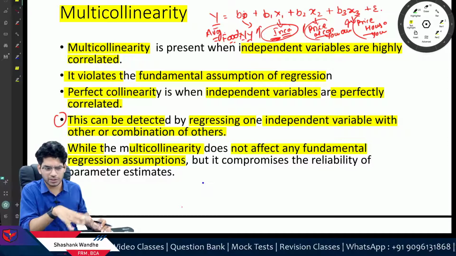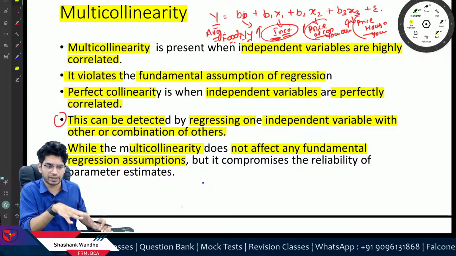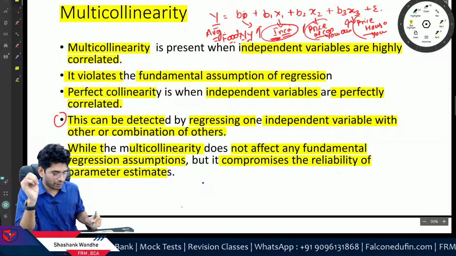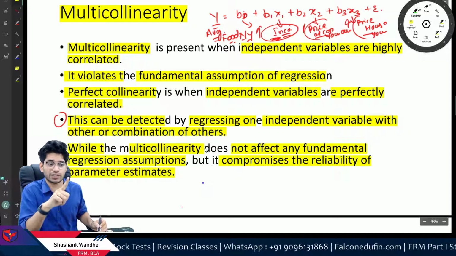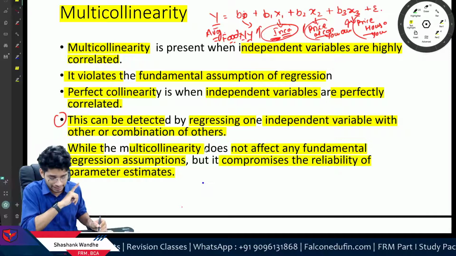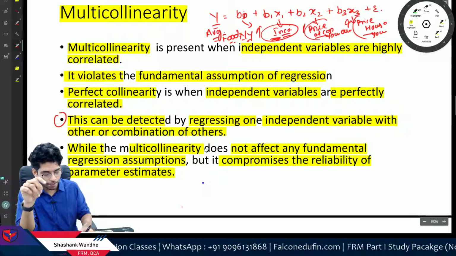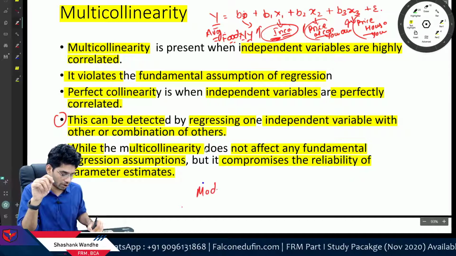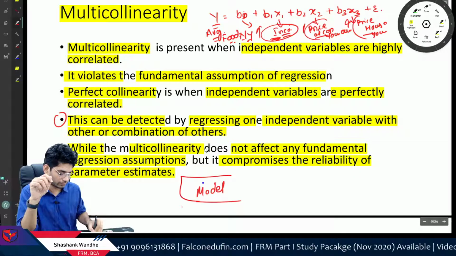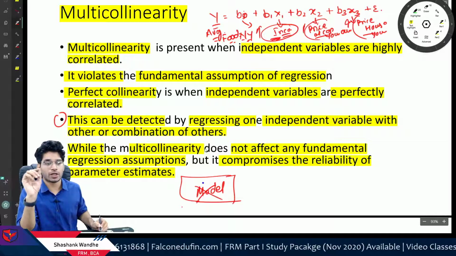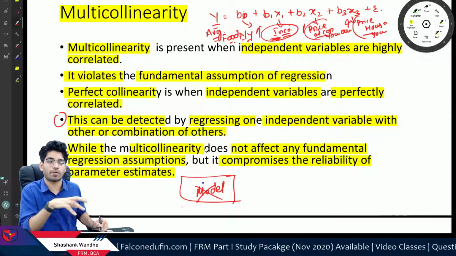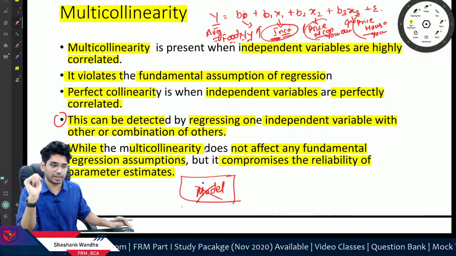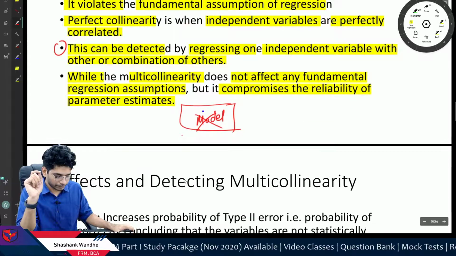Simple normal multicollinearity is not that big a problem for the fundamental regression assumption, but it compromises the reliability of the parameter estimates. As soon as the reliability of the parameter estimates is affected, your model is not stable. So there is a problem with the model, right? You have to remember this: multicollinearity compromises the reliability of the parameter estimates.